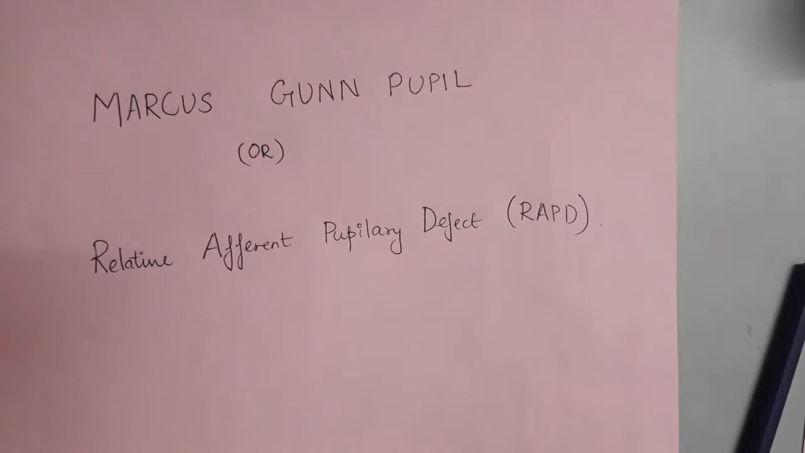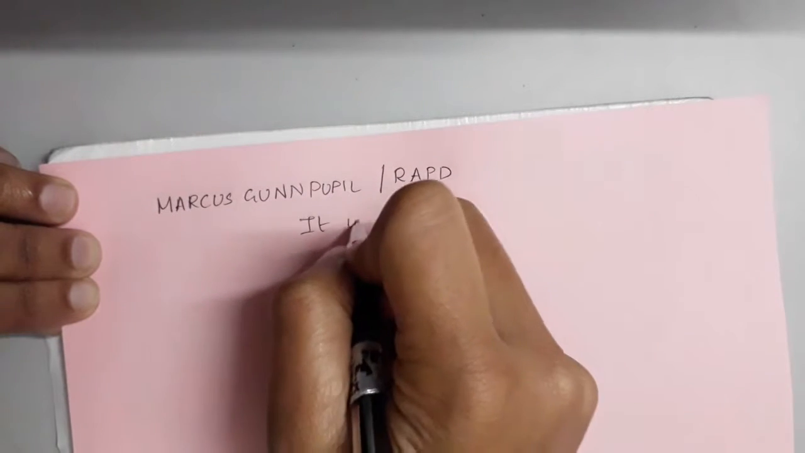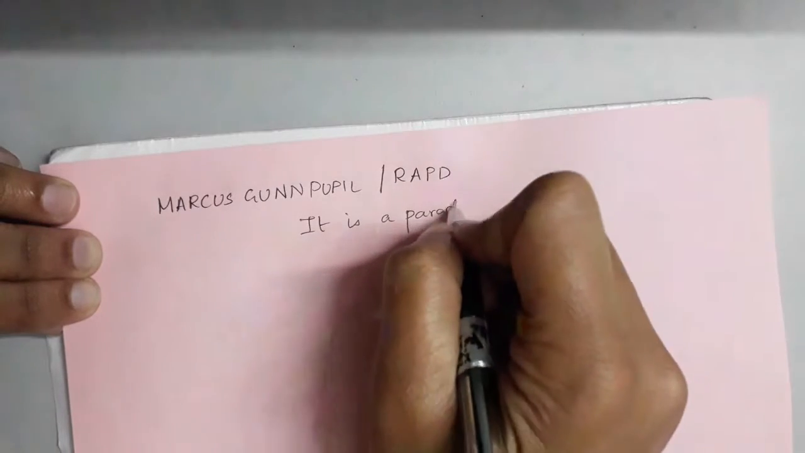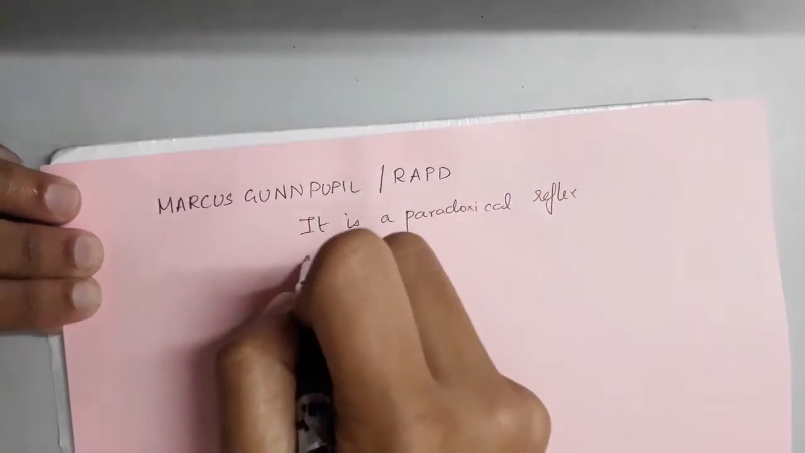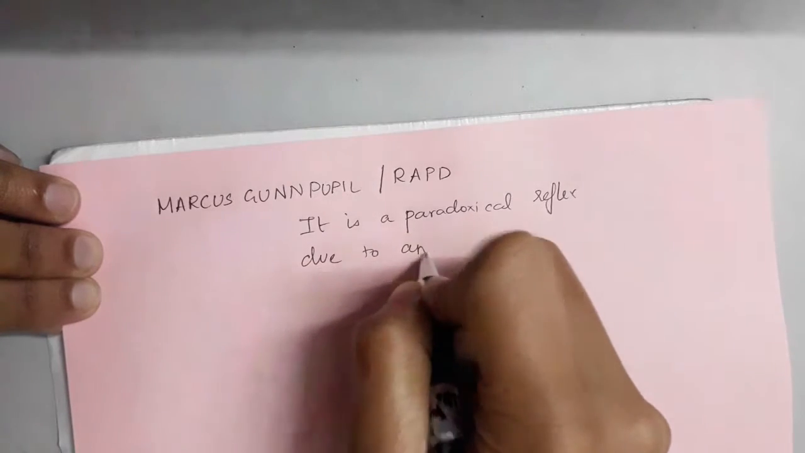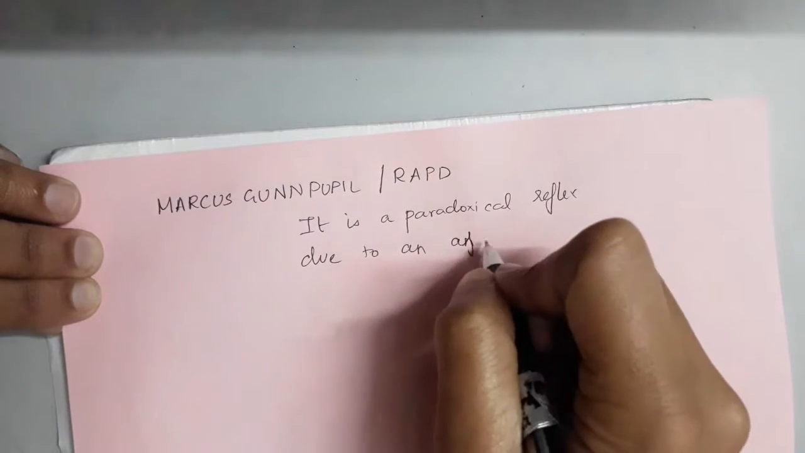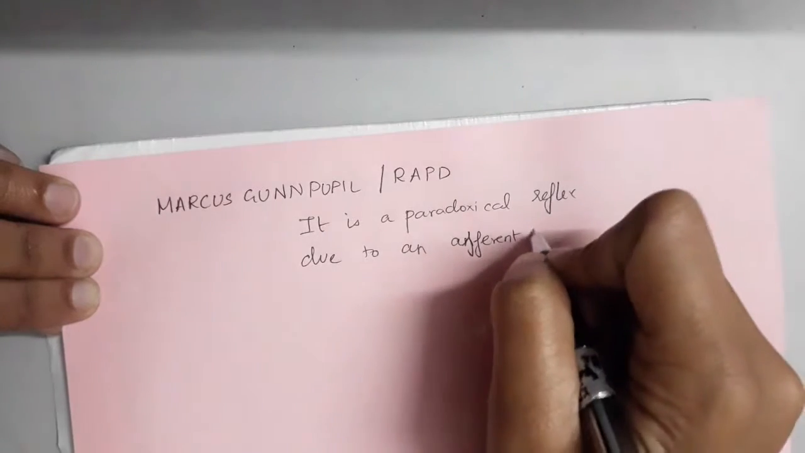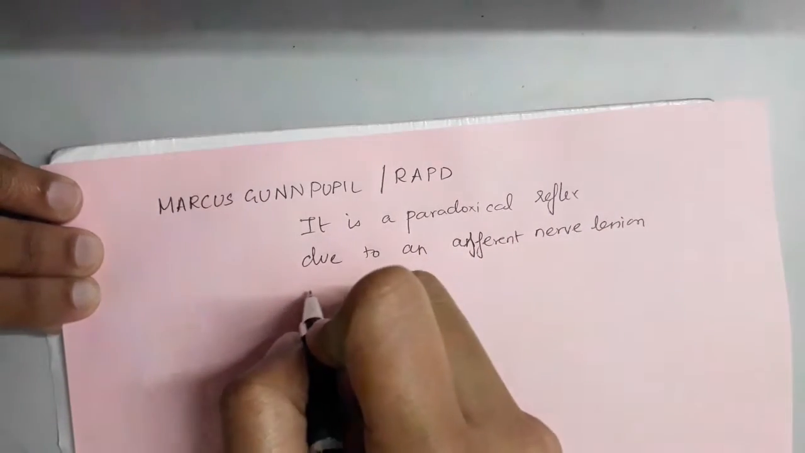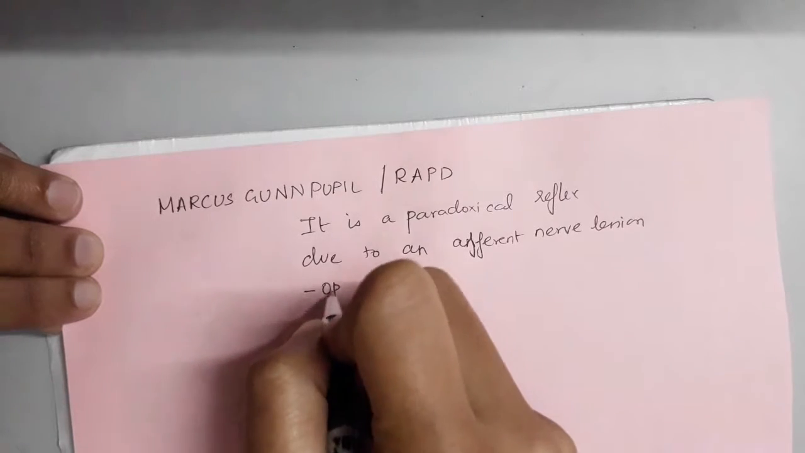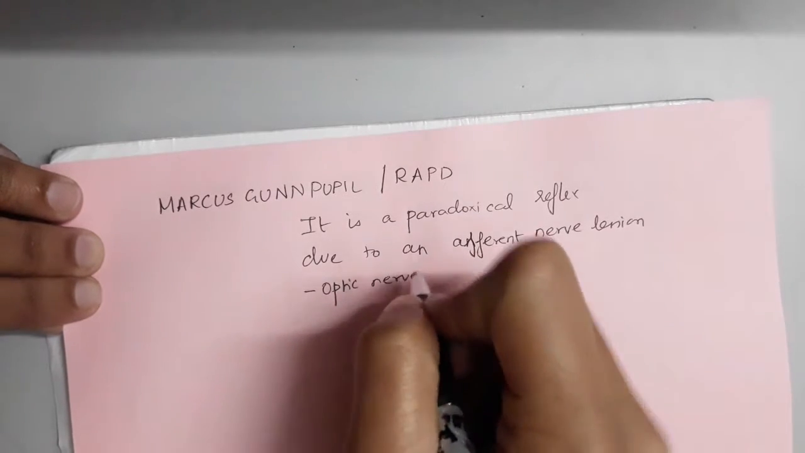Today's topic is Marcus Gunn pupil, or relative afferent pupillary defect (RAPD). It is a paradoxical reflex due to an afferent nerve lesion. This afferent nerve lesion is mostly in the optic nerve or the retina.